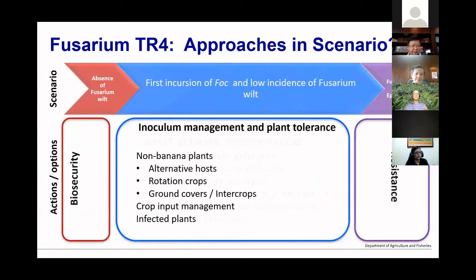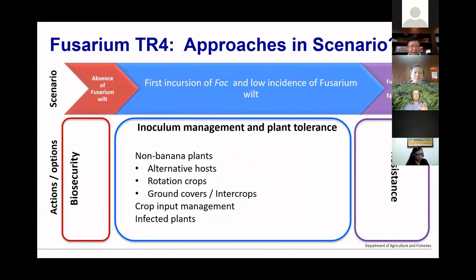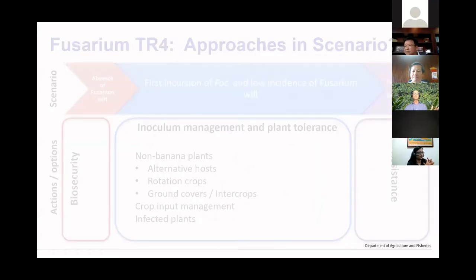What I'm focusing this presentation on is mostly during that management phase and the role non-bananas play in management of the disease. There are other management options that we've just heard about for growers that have touched on managing inputs, biocontrols, and crop destruction.